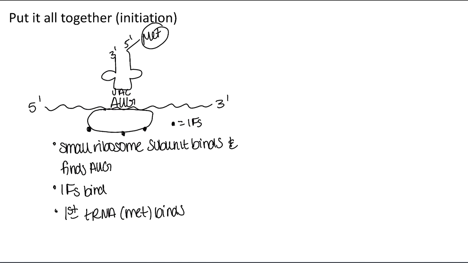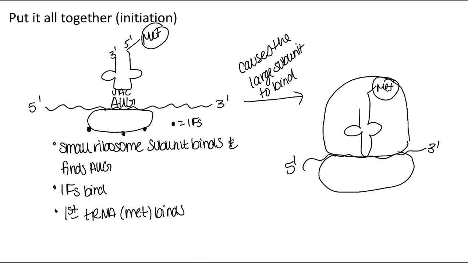our initiation factors bind. This now is going to cause the large subunit to bind, and when this binds, we have now a fully assembled ribosome, and when this occurs, our initiation factors are released, and then now we are ready for translation.